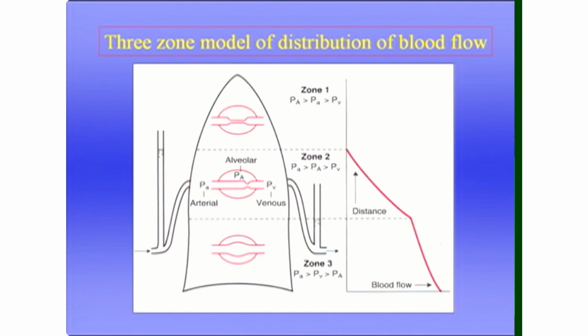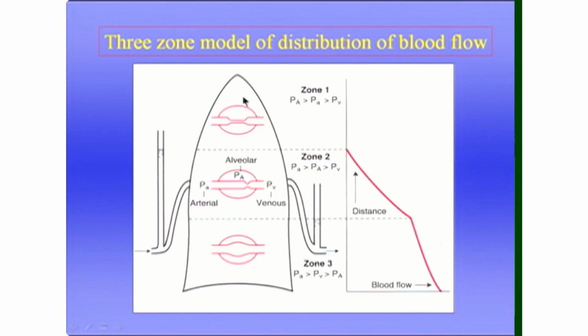And the symbols here: the alveolar pressure is a capital A, arterial pressure is a lowercase a, and venous pressure is a lowercase v. And what you see from this is, if you go up the lung far enough, this upright lung, you may reach a point where the pulmonary arterial pressure, this one, falls below alveolar pressure.